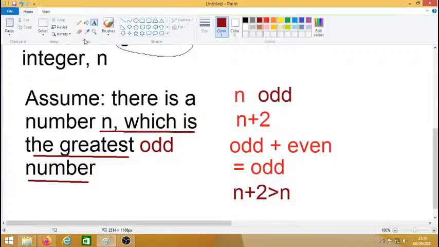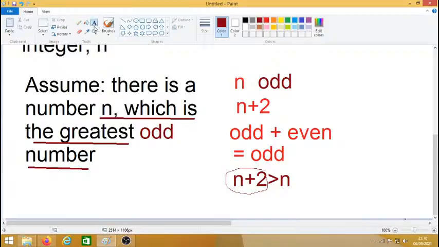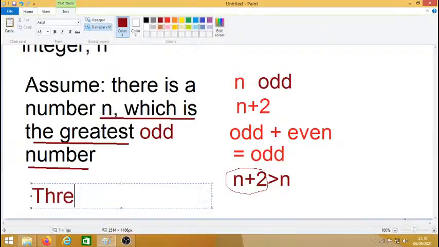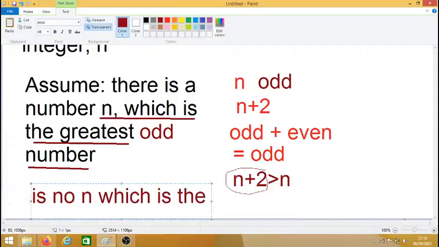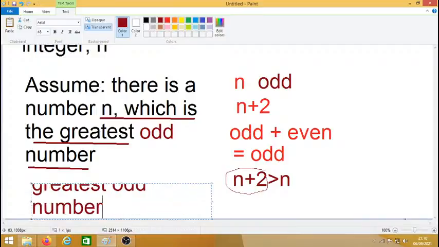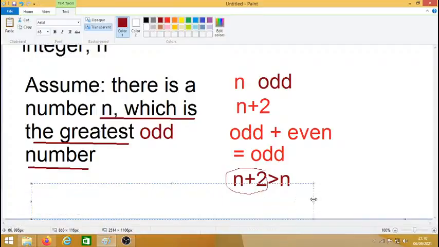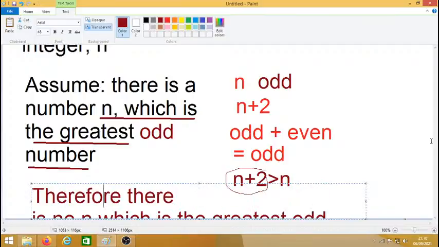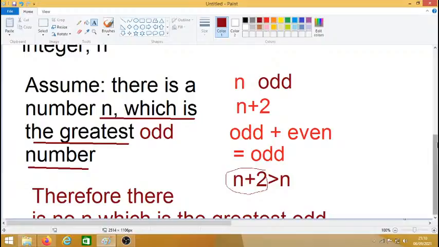Because greatest means there's no number bigger than it, but n plus 2 is bigger than n. So therefore there is no n which is the greatest odd number. Probably not the best explanation, but you'll have to just go with it for now until I can think of a simpler one.